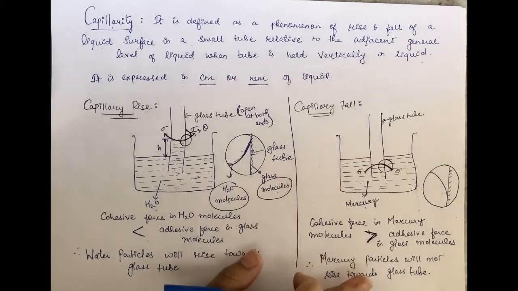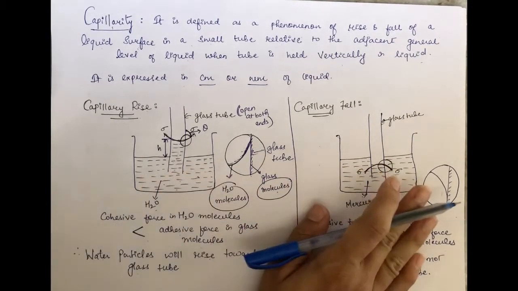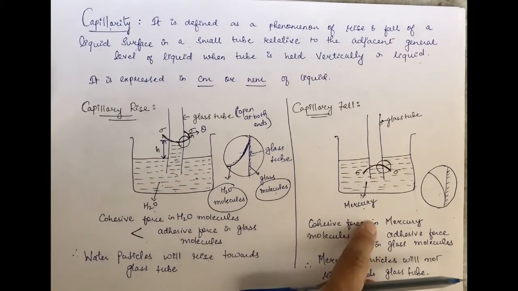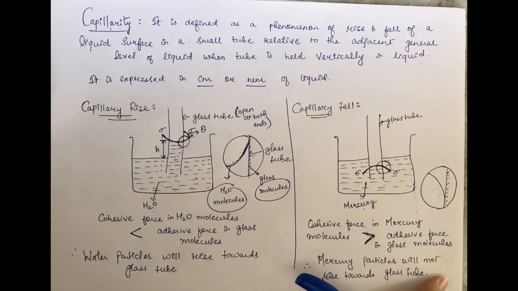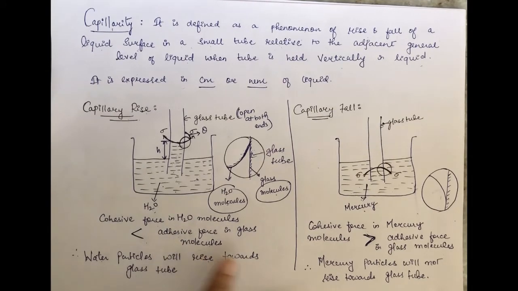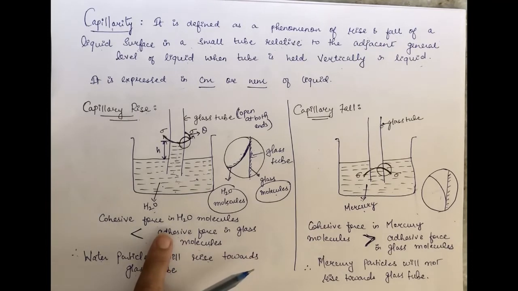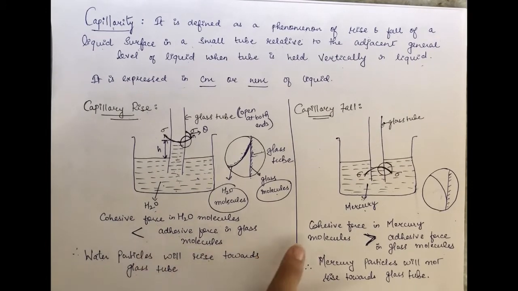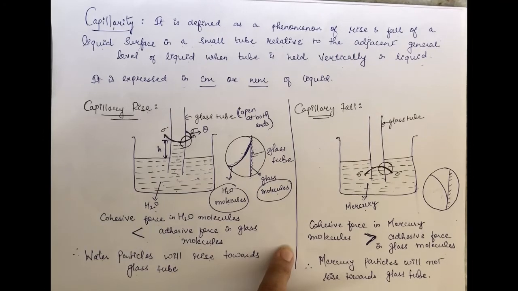Okay, so this was capillarity, capillary rise and capillary fall. Capillary rise mostly occurs in water and capillary fall mostly occurs in mercury, because the intermolecular forces in water molecules are greater than the intermolecular forces in the glass molecules. Intermolecular forces between molecules of the same liquid are known as cohesive forces, while the intermolecular forces between two different substances are known as adhesive forces.